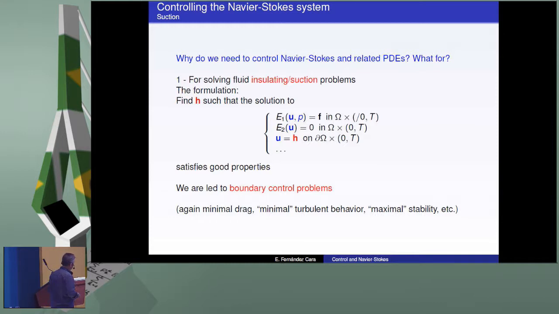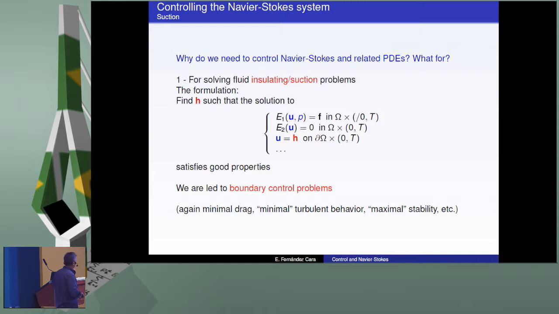The second reason: there are other kinds of control problems that appear in connection to the Navier-Stokes equations that can be classified in a group of insulating and suction problems, where what we want to decide is which is the boundary condition, h, the boundary data we have to put here on the boundary of Omega in order to get good properties for u. This is what is called a boundary control problem.